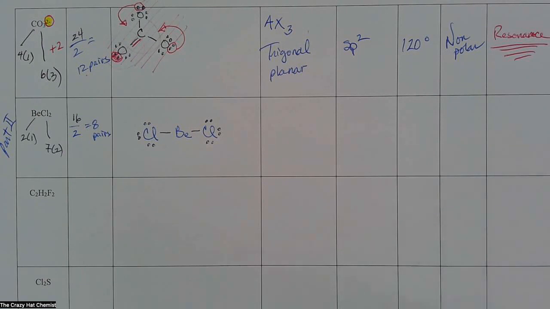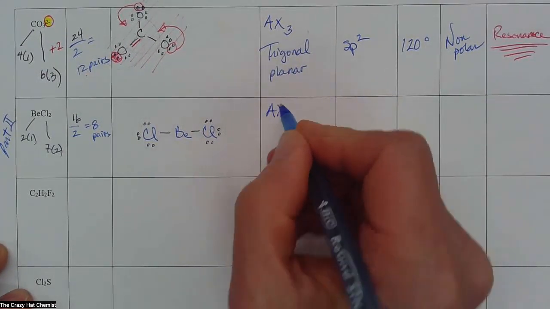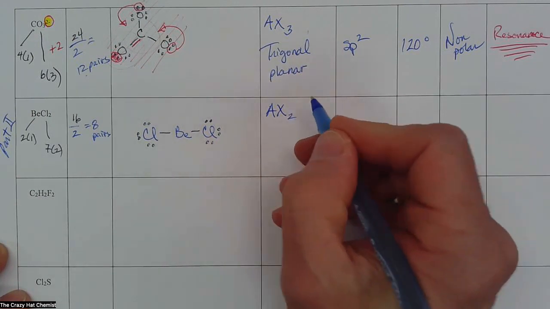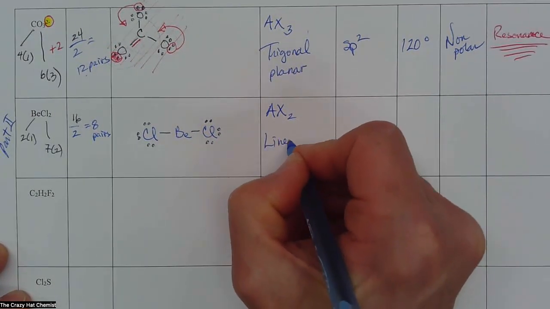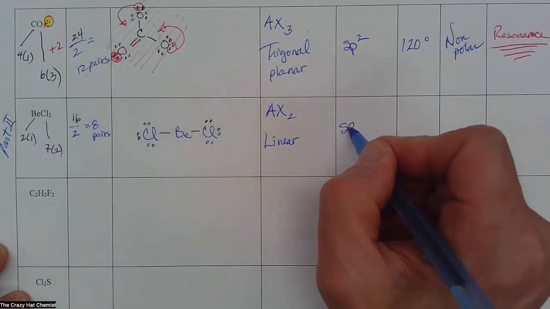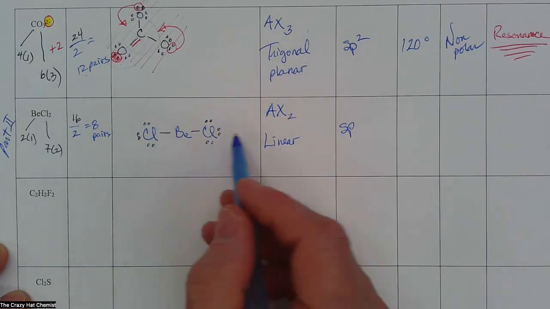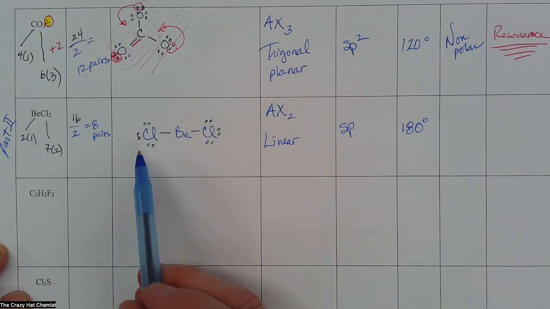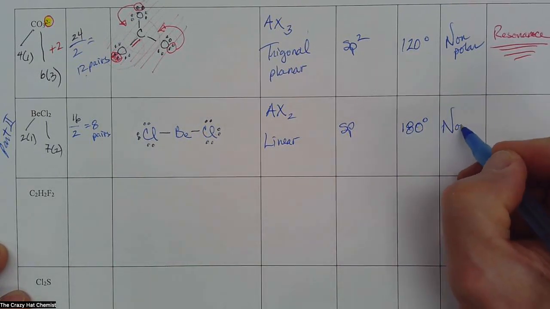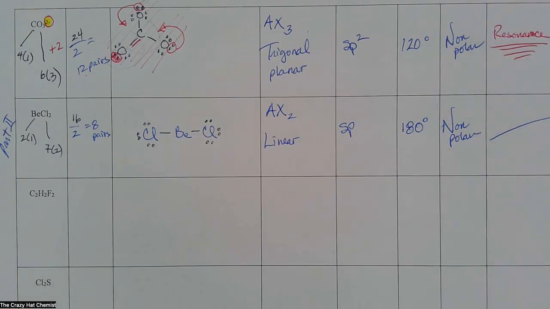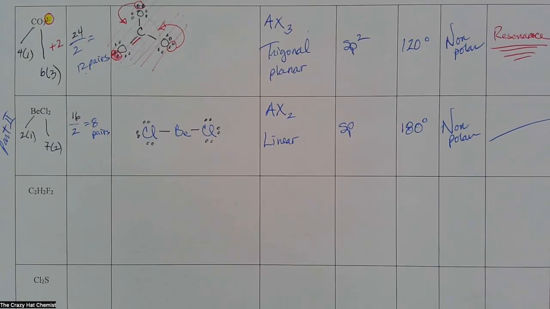Okay, and then from this, we're going to get our AX geometry. So A is the central beryllium, and the X1, X2, that's AX2, that's linear. And the hybridization is sp hybridized. Since this is linear, that has a bond angle of 180 degrees. And because the chlorines are the same, that means that this is non-polar. And there is no resonance, no isomeric structures of any kind on this.